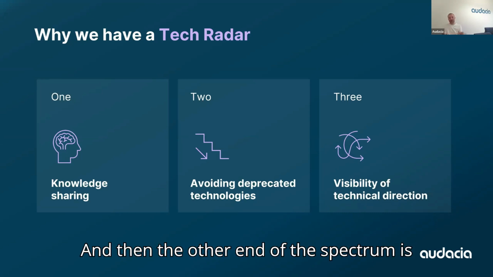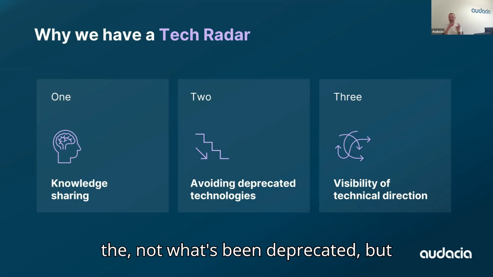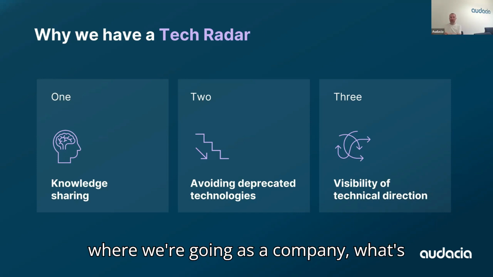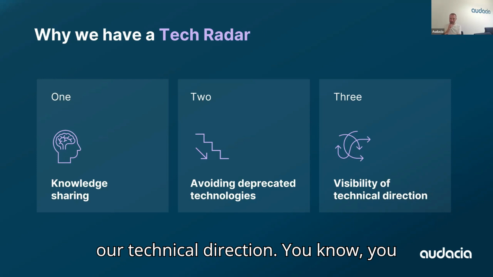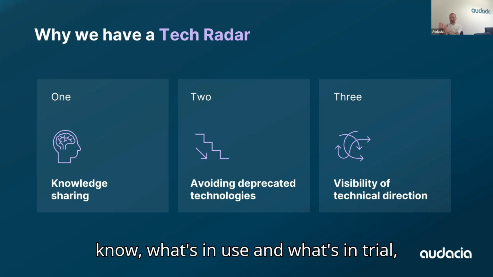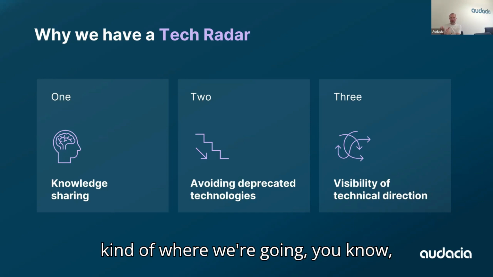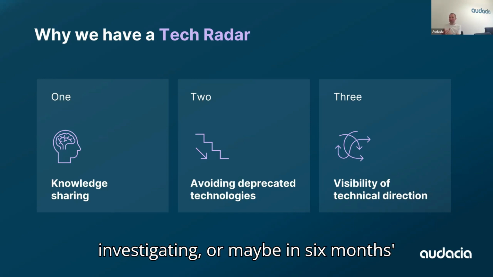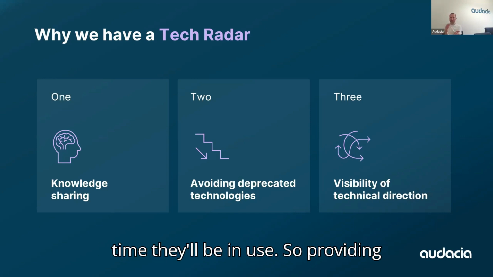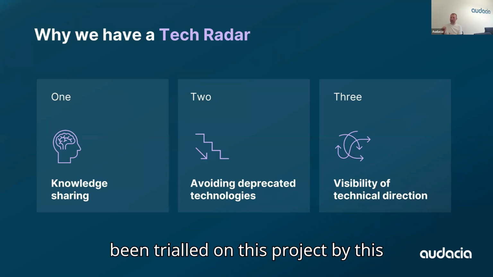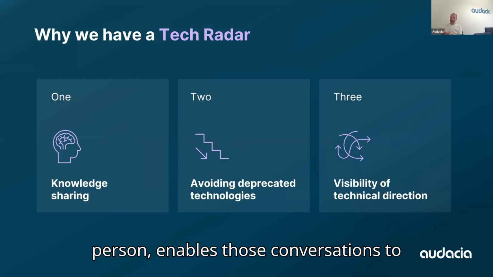And then the other end of the spectrum is not what's been deprecated, but what's coming next, that visibility of where we're going as a company, what our technical direction is. You should be able to see from what's in use and what's in trial where we're going. There are new things coming into trial that we're investigating, or maybe in 6 months' time they'll be in use. So providing information about it being trialed on this project by this person enables those conversations to happen.